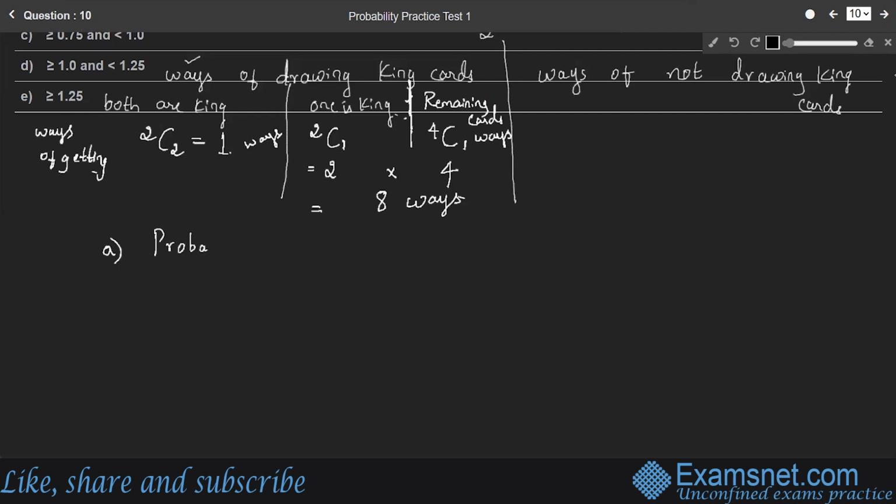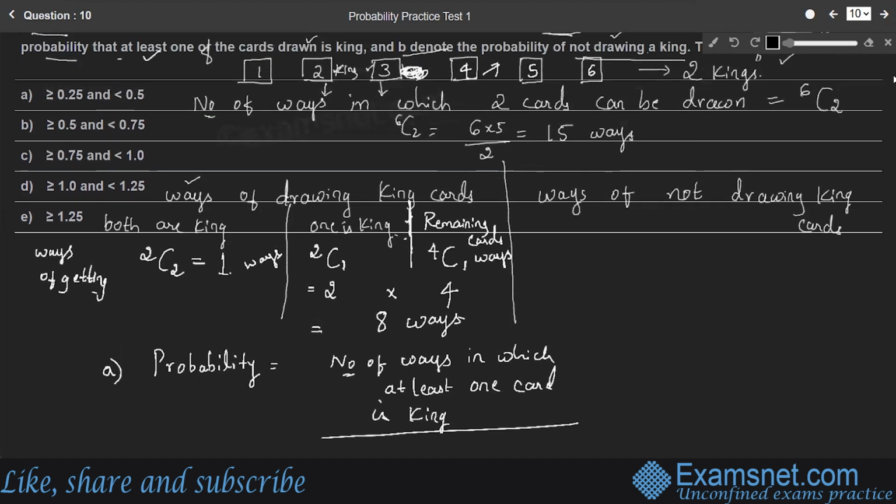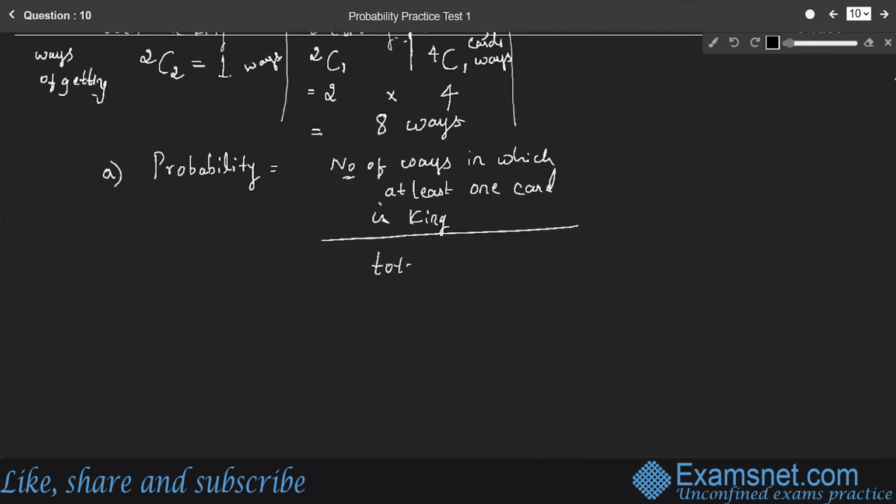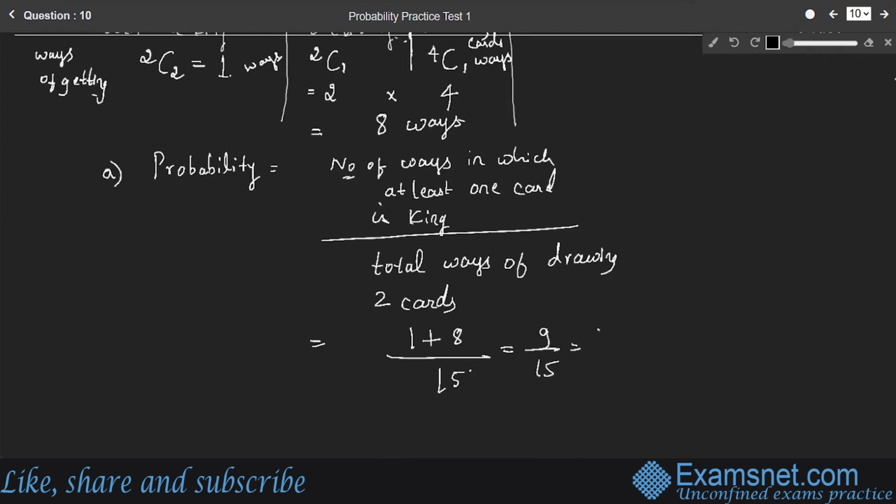So for the required probability, we are using the formula of probability: favorable outcomes by total outcomes. Here, favorable outcomes are the number of ways in which at least one card is king. This is divided by the total number of outcomes, which means total ways of drawing two cards. Therefore, there are 1 plus 8 ways of drawing at least one card being king, by total number of ways of drawing two cards, which is 15. Therefore, it is 9 by 15, which is nothing but 3 by 5.